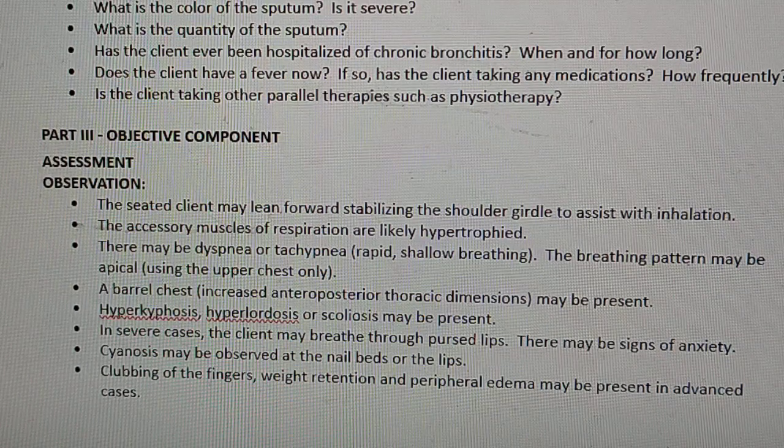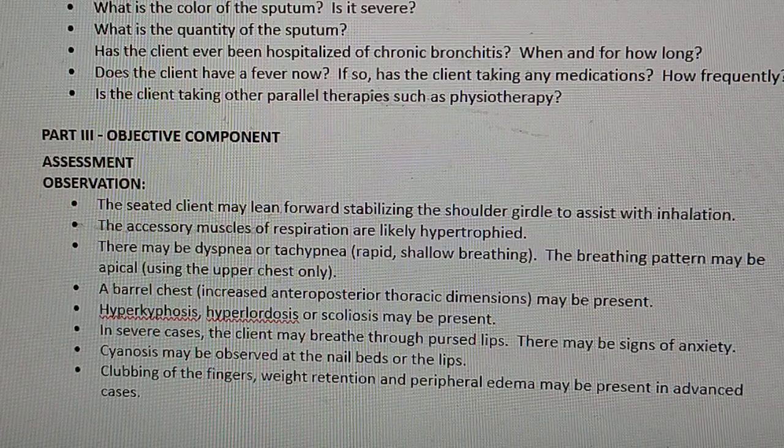Okay, hyperkyphosis, a posterior curve on the mid back. Hyperlordosis is a deep curve on the lower back, or scoliosis, which is a sideward curve on the mid back or the lumbar area, the lower back, may be present. In severe cases, the client may breathe through pursed lips.